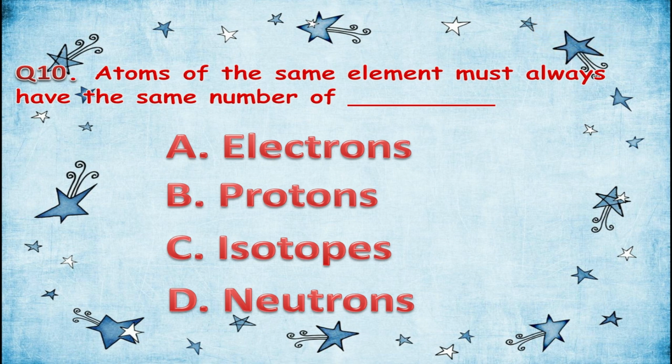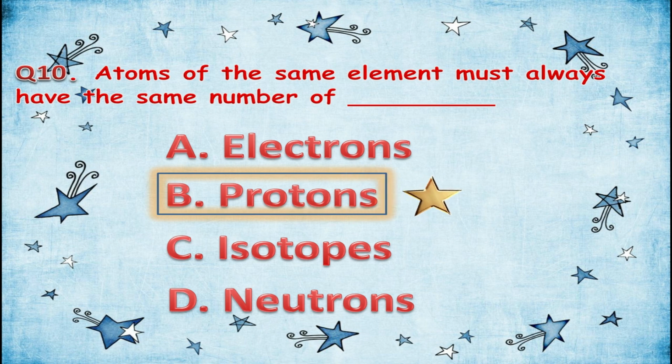Okay, time's up. The correct answer is protons. If you have given this answer, you got 1 point. Because with the number of protons, or atomic number, atoms or elements are identified. Let's do the next question.